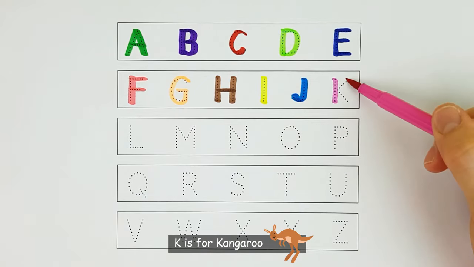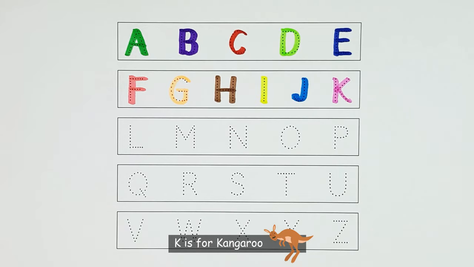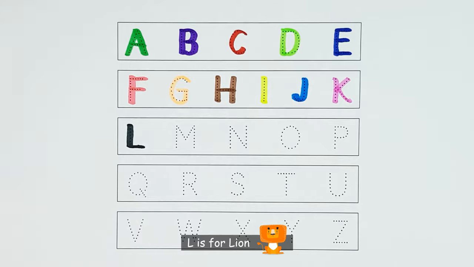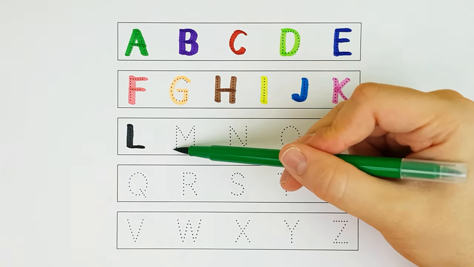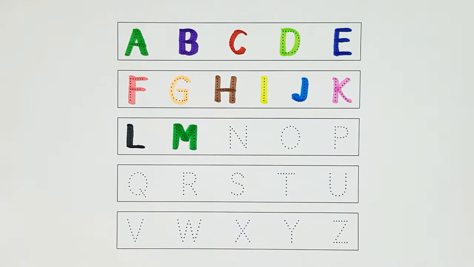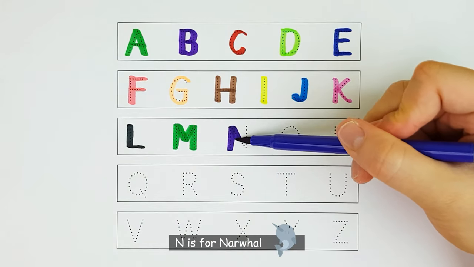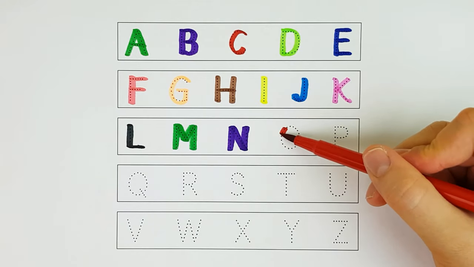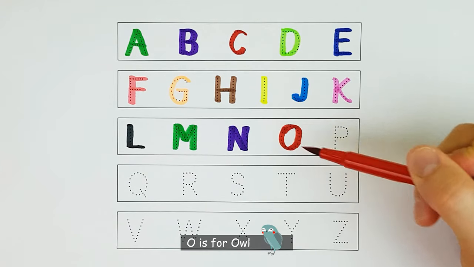K is for kangaroo. L is for lion. M is for monkey. N is for narwhal. O is for owl.